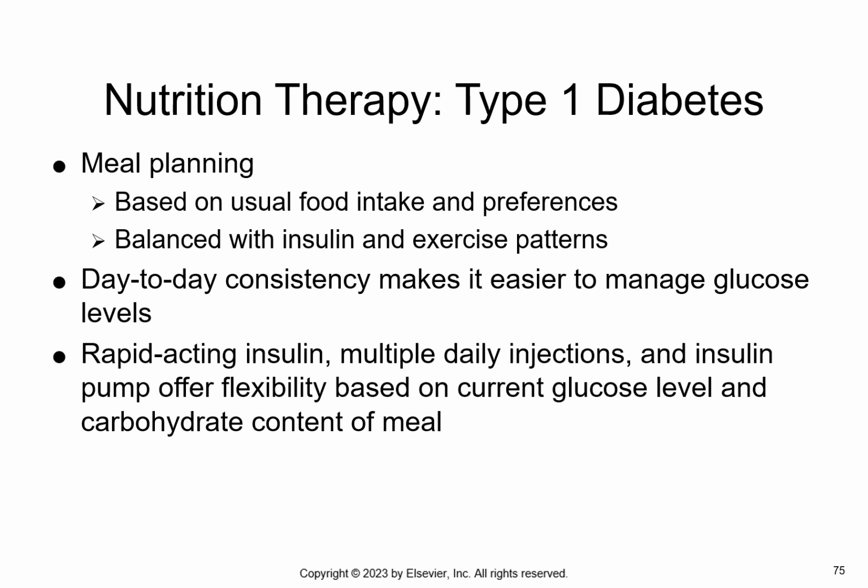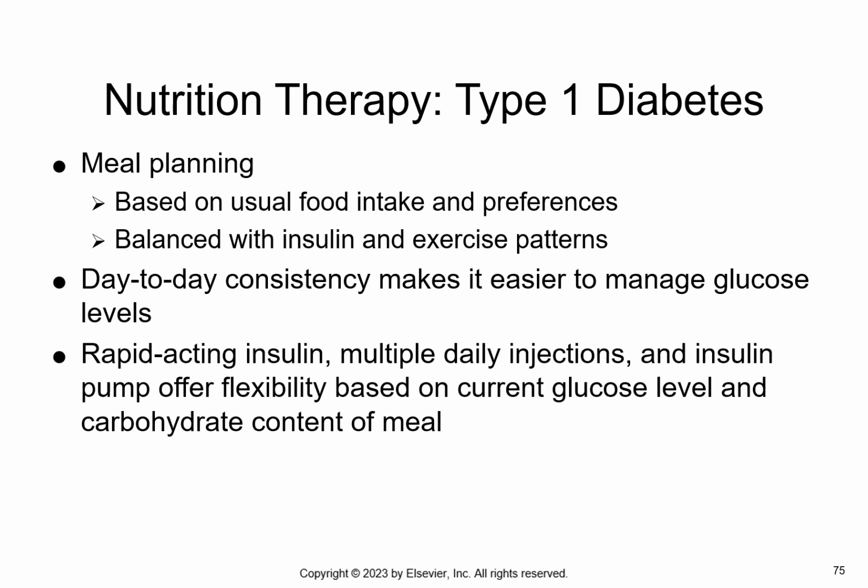When we talk about type 1 diabetes, people with type 1 base their meal planning on usual food intake and preferences, balanced with insulin and exercise patterns. The patient coordinates insulin dosing with eating habits and activity in mind. Day-to-day consistency and timing and amount of food eaten makes it much easier to manage glucose levels, especially for those who are using conventional fixed insulin plans.